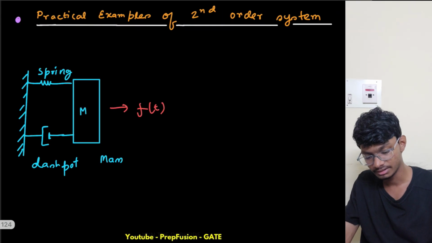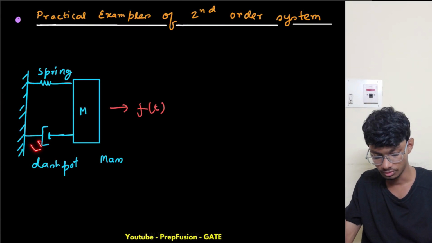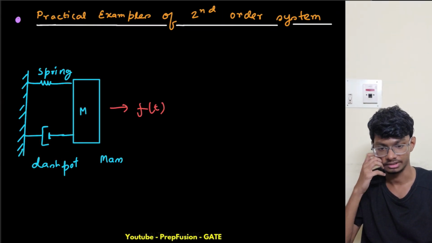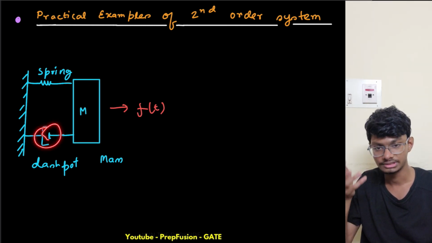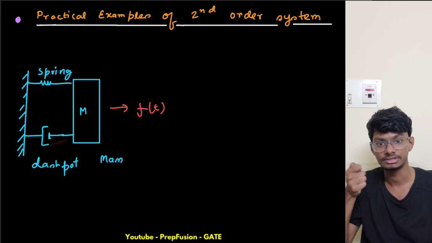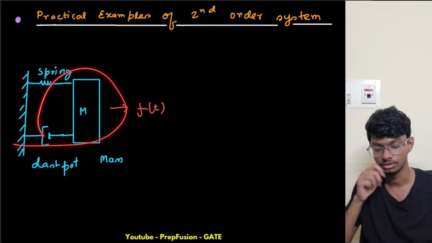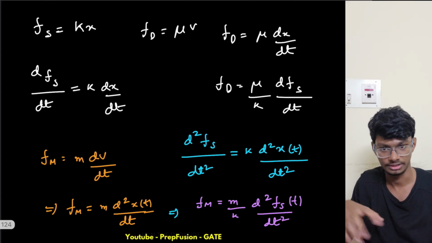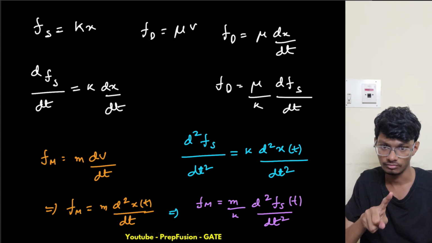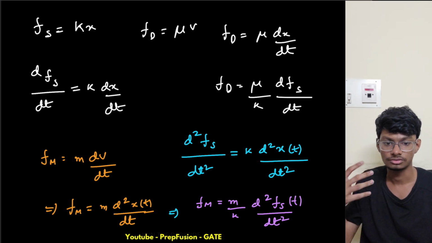This is one practical real life damping example, right? Due to this dashboard, it is providing some damping to this mass, because it is resisting the velocity. That's why this dashboard is providing some damping to the system. So just to show you the practical approach, that is what I am doing. In an electrical circuit also I will solve one question like this, so there you will understand it.